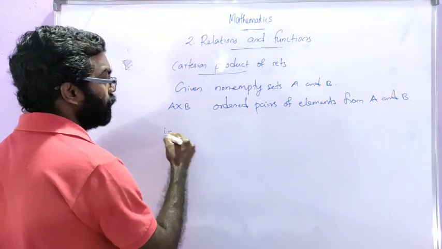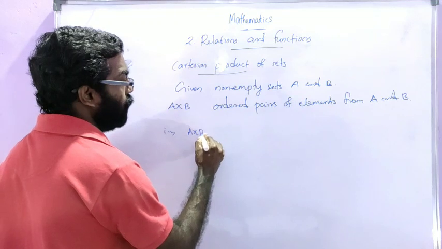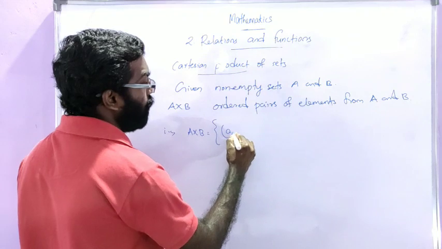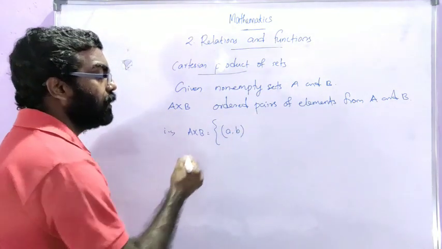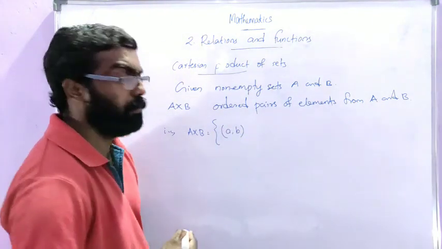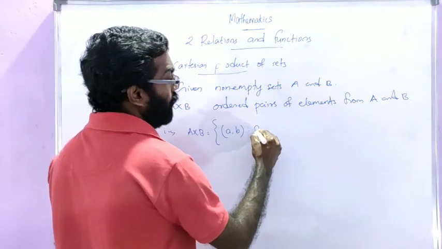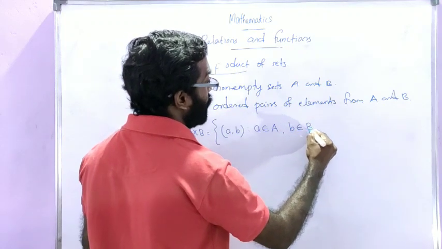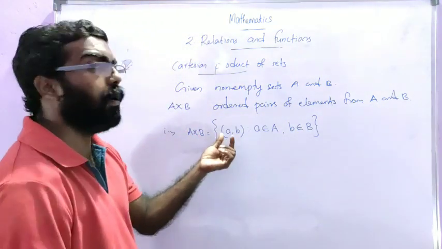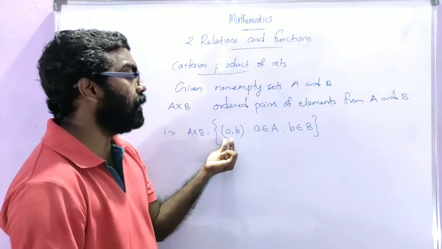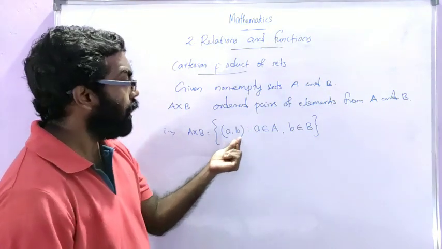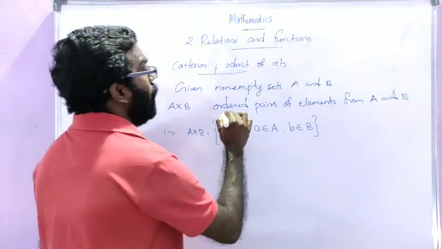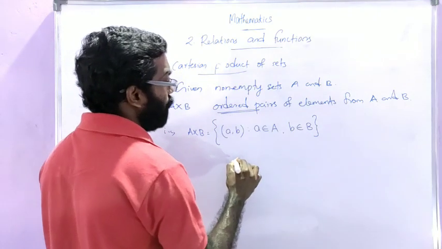That is, A cross B is equal to the set of all ordered pairs, in a bracket, we can write a comma b. And we read it as the set of all ordered pairs (a, b) such that a belongs to capital A and b belongs to capital B. That means in the ordered pair, the first element belongs to the first set and the second element belongs to the second set. Here by ordered pair, we mean a pair of entries.